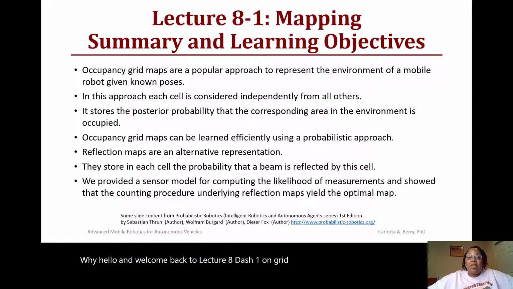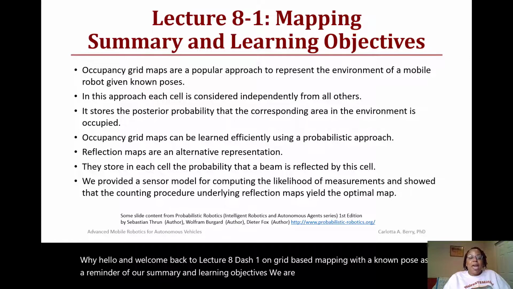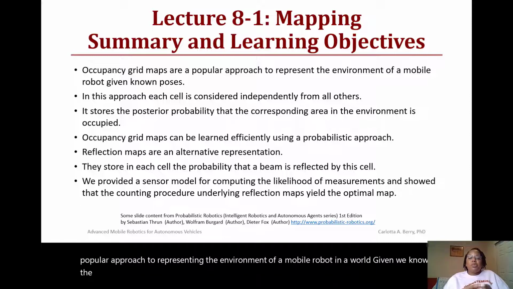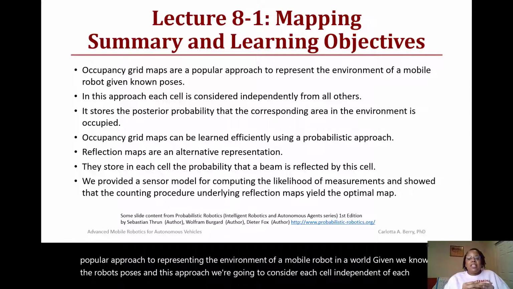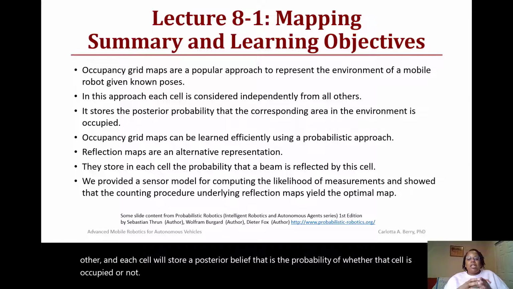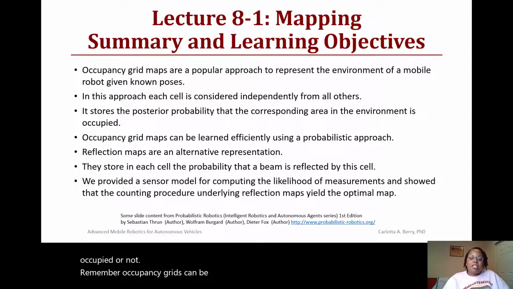As a reminder of our summary and learning objectives, we are looking at occupancy grid maps as a popular approach to representing the environment of a mobile robot in a world, given we know the robot's poses. In this approach, we consider each cell independent of each other, and each cell will store a posterior belief, that is, the probability of whether that cell is occupied or not. Remember, occupancy grids can be learned efficiently by using a probabilistic approach.